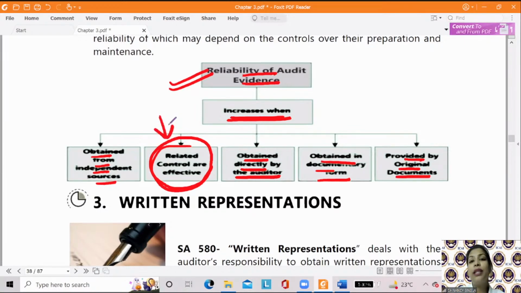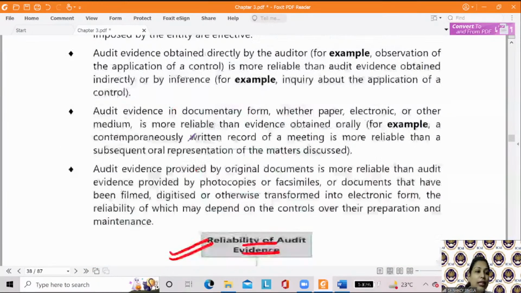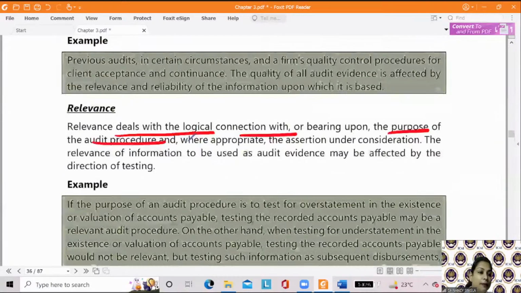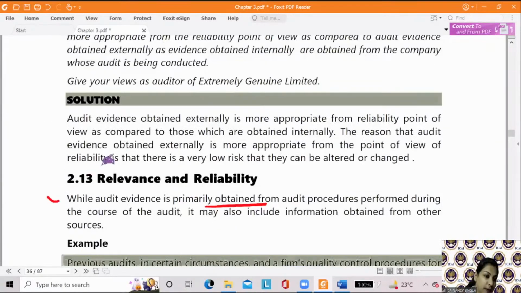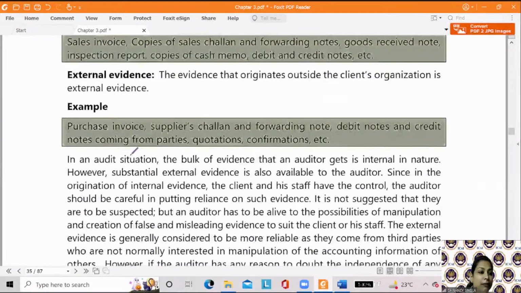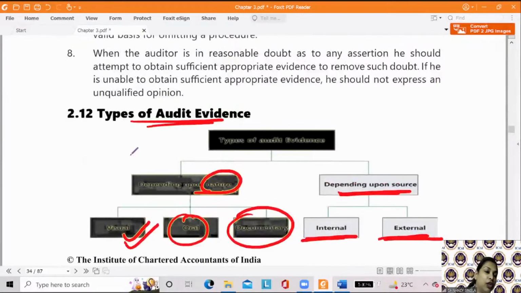And it says that if any of the audit evidence is internally generated within the entity, and the controls over that information are good, then the reliability of that audit evidence will increase. Very simple. Please go through it as a homework. So that is paragraph number 2.13 and paragraph number 2.12. These are your homeworks.